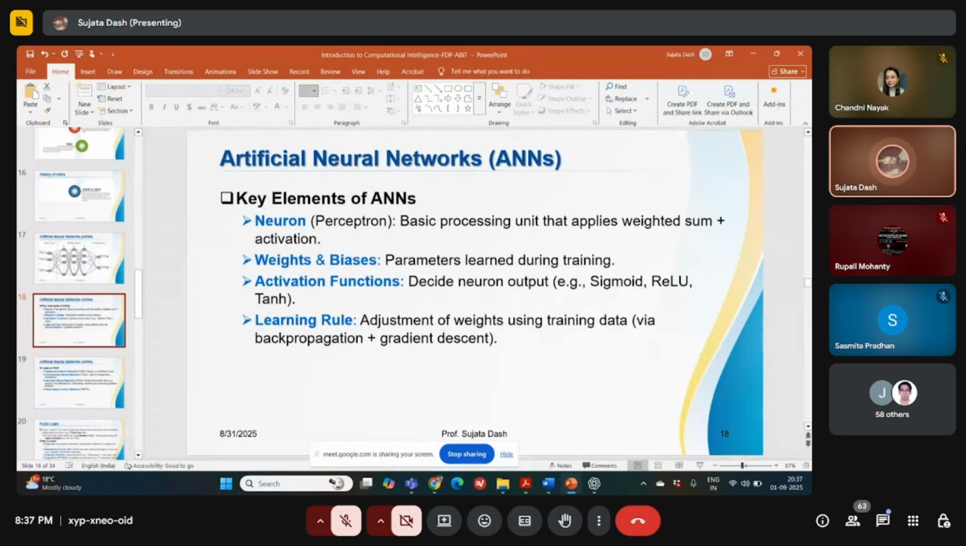Then comes the learning rule. Using this learning rule, you are able to adjust the weights associated with the neurons using the training data. That is back propagation. You can use back propagation and the gradient descent technique. These are the learning rules. You can apply this learning rule to adjust the weights and biases, because these two are in your hand, which you can adjust to reach your desired solution.